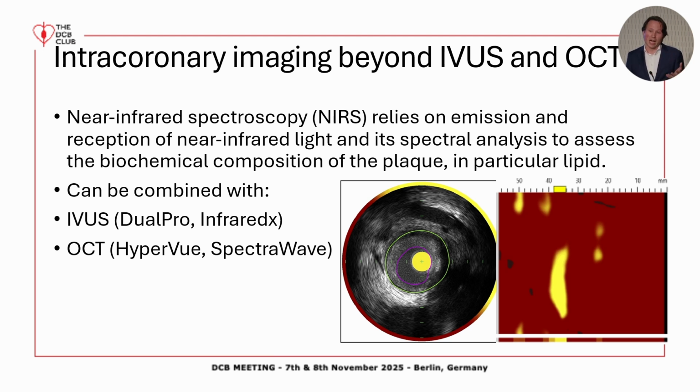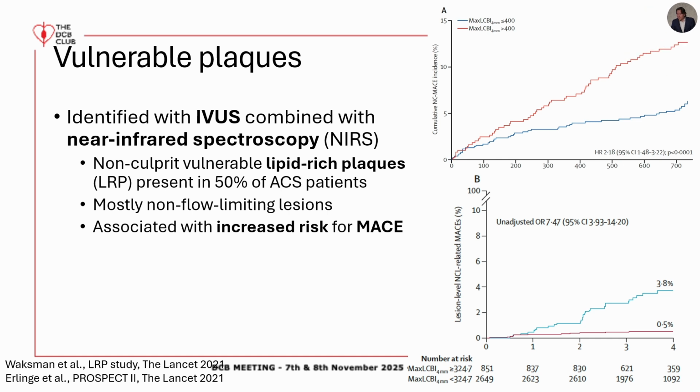So there's a 2D IVUS image acquired by the Dual Pro, but then on the other side there's the chemogram that NIRS gives you. On the x-axis it's the pullback longitudinally, and on the y-axis it's the transverse of the vessel, and then you can clearly appreciate the presence of a lot of lipid. So you don't have to be an imaging expert. There's a lot of stuff going on in those 2D images, but the chemogram is very clear. It's just about the lipid, and you know where it is. These vulnerable plaques have important implications.